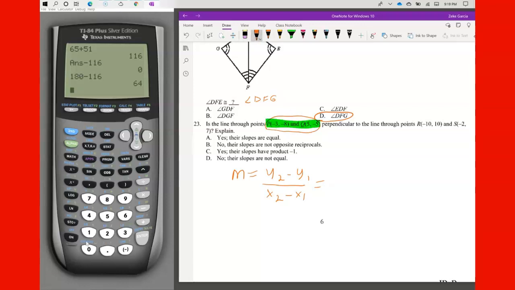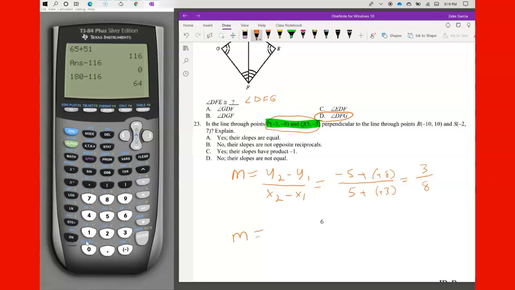So y2 is -5 minus -8, divided by x2, which is 5, minus -3. So this is positive. So we have -5 plus 8, which gives you 3. This is positive, positive, so that's 8. So that's 3 over 8.